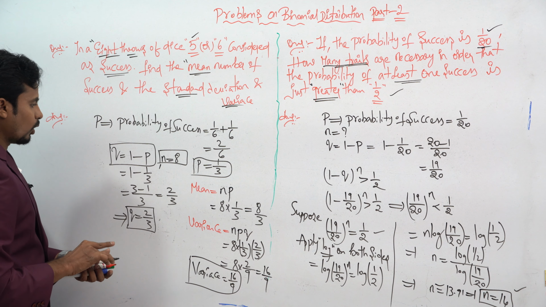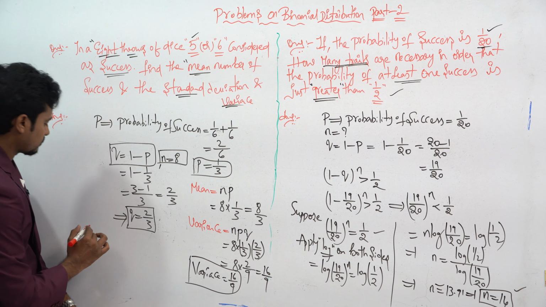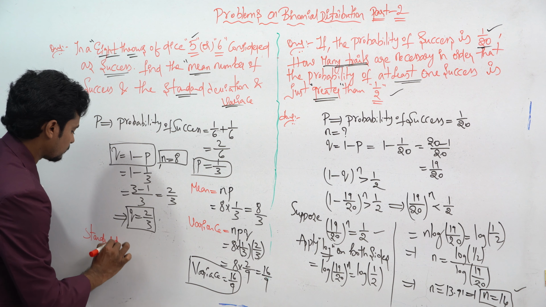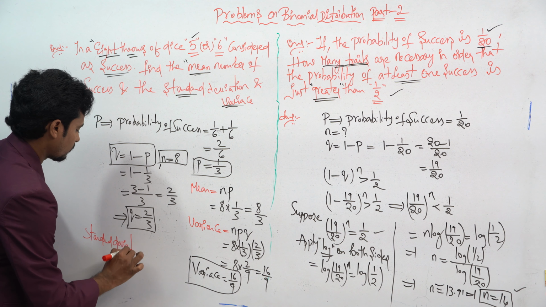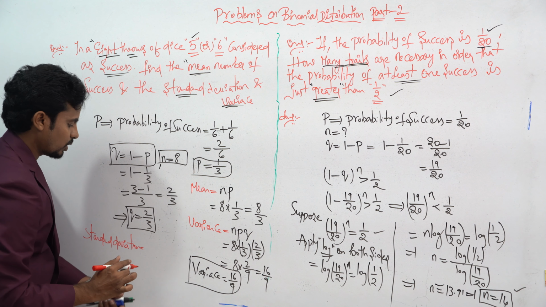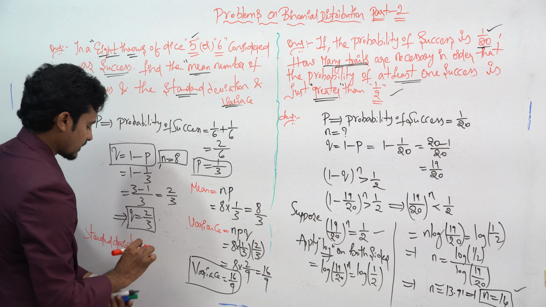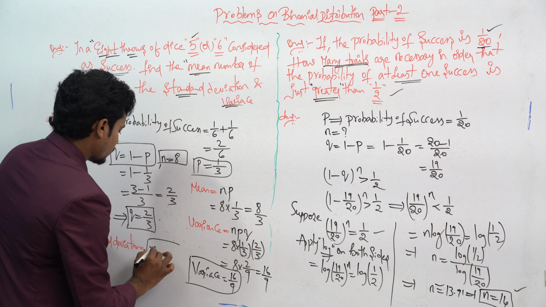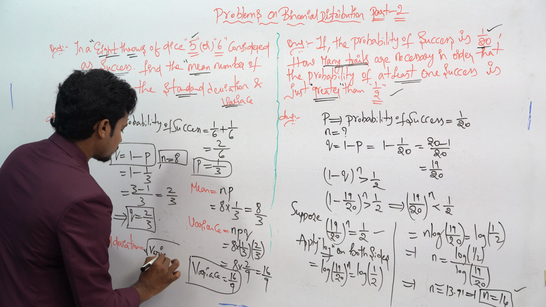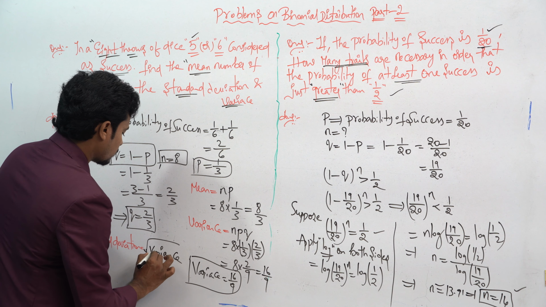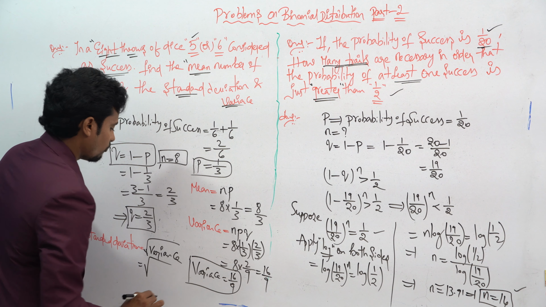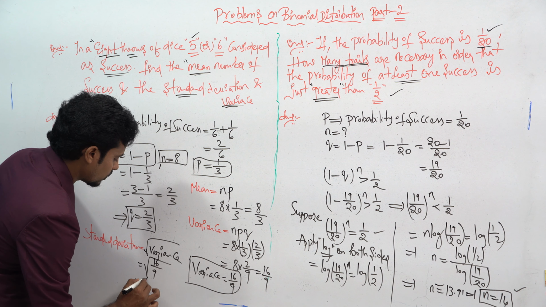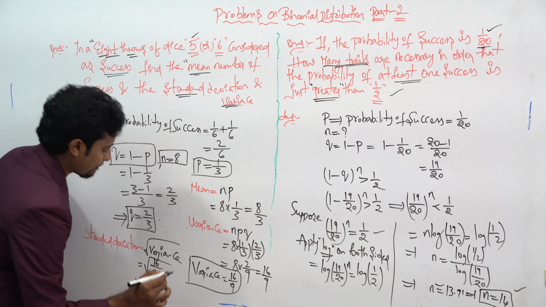Okay, and what will it be for the standard deviation? Standard deviation is equal to the square root of the variance, right? The variance is 16/9, so the square root will be equal to 4/3.